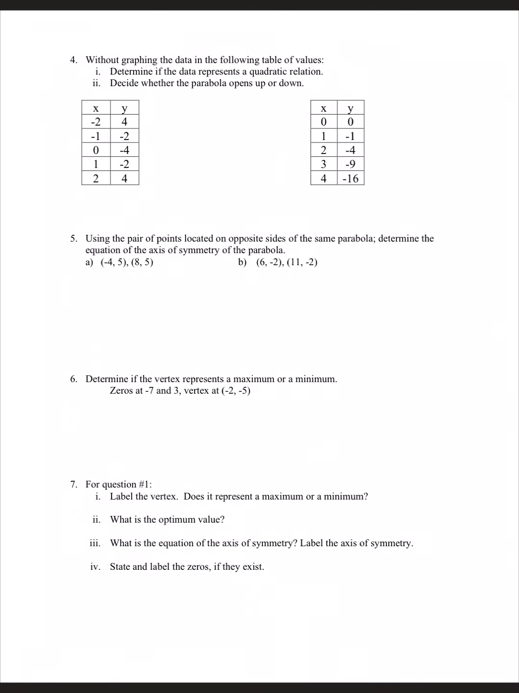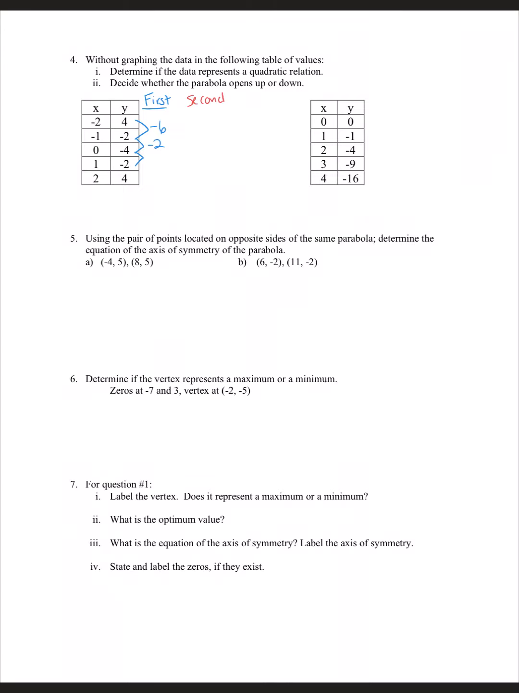Without graphing the data in the following tables of values, determine if the data represents a quadratic relation, and decide whether it opens up or down. So we're going to go back to looking at our first and second differences. We will try one together, and then I'll get you to try one on your own. So remember, we have our first differences, and then we do our second if our first differences are not the same. Our first differences, looks like 4 to -2, we are going down by 6. And then -2 to -4, we're going down by 2.